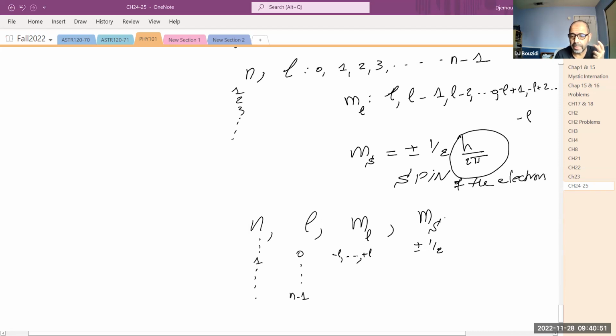So far, 4 numbers appear. This is the principal quantum number, the main one, if you want. Then this is the orbital number, or it's called the angular momentum quantum number.